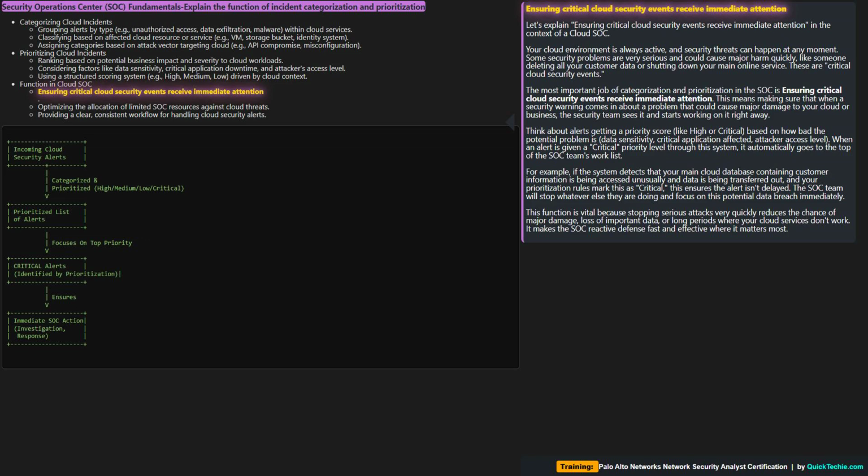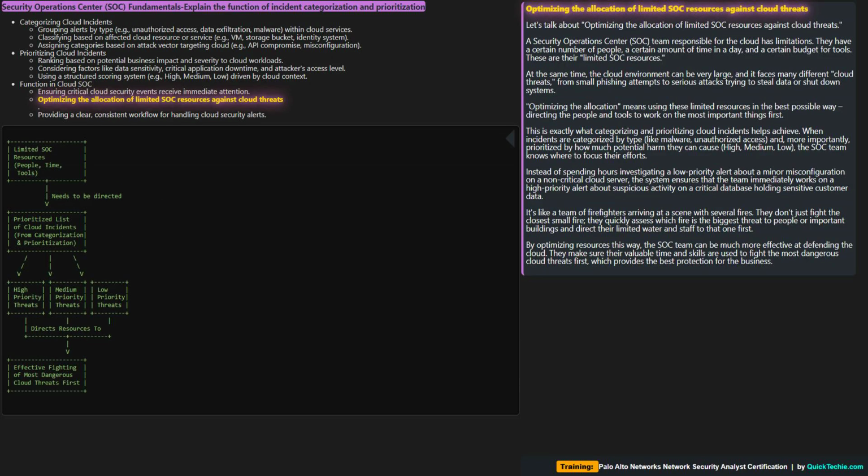This function is vital because stopping serious attacks very quickly reduces the chance of major damage, loss of important data, or long periods where your cloud services don't work. It makes the SOC reactive defense fast and effective where it matters most. Optimizing the allocation of limited SOC resources against cloud threats.